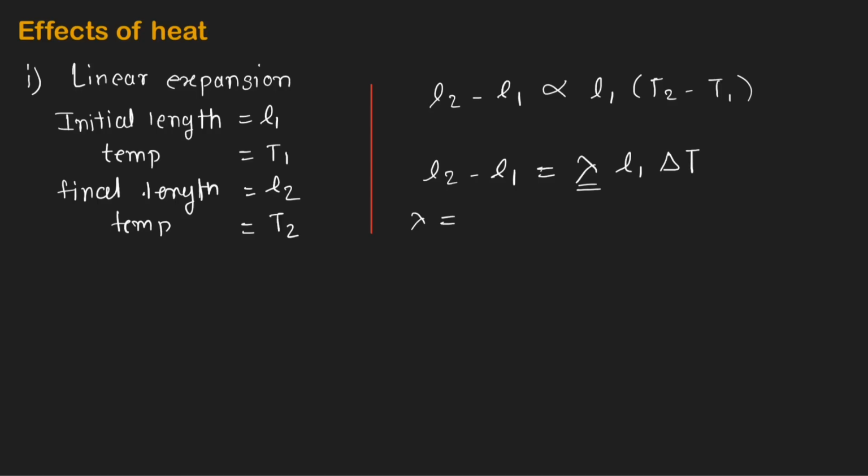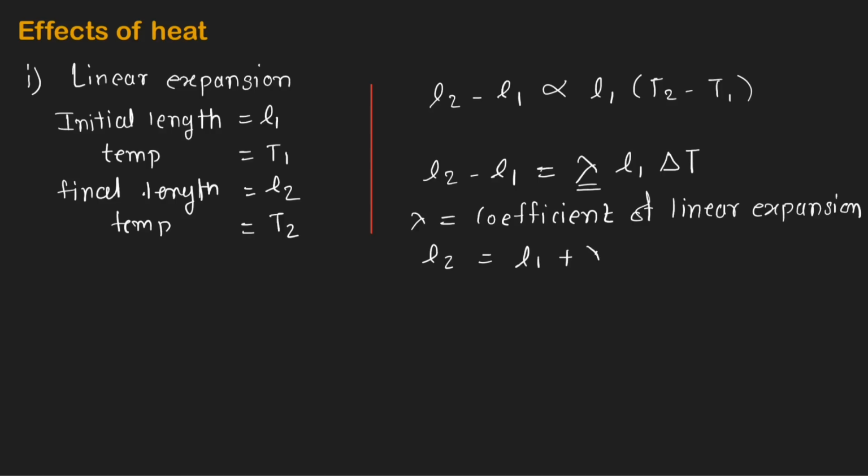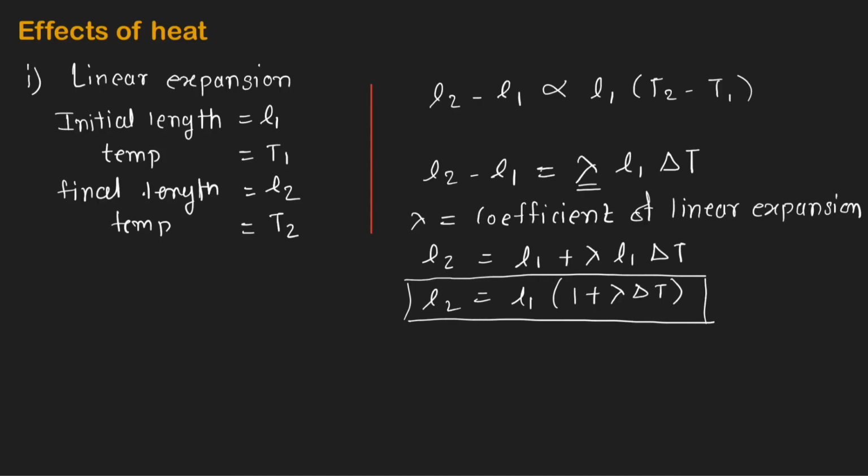Here lambda in linear expansion is the constant of proportionality, we call it the coefficient of linear expansion. We can write L2 is equal to L1 plus lambda L1 delta T. We can take L1 common: L1 in brackets 1 plus lambda delta T. So we can measure the increase in length after expansion.